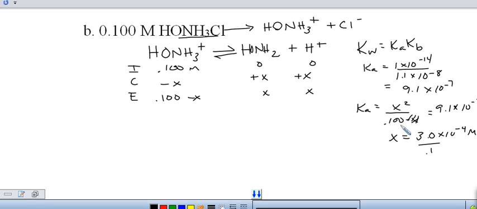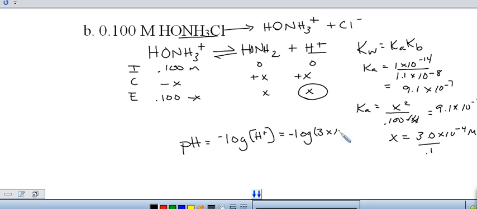and I believe it is. This time the x corresponds to the H plus concentration, so pH is equal to negative log H plus, and so that's negative log 3 times 10 to the negative 4th, and I will get a pH of 3.52. Again, I believe I should be able to have one more digit to the right of the decimal because of the 3 sig figs here, but I do not have that in front of me. So that should be the end.